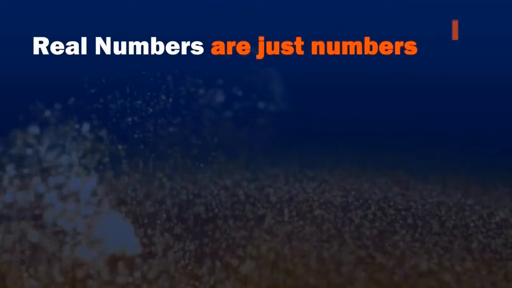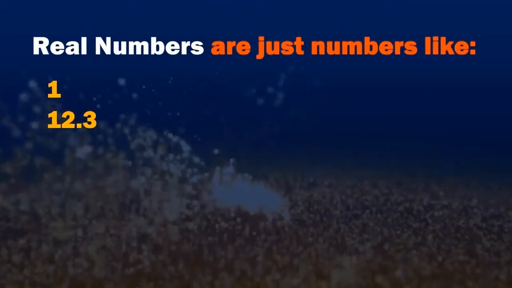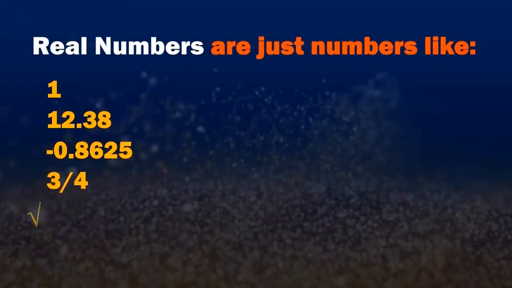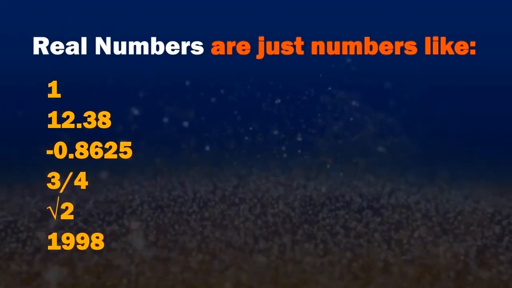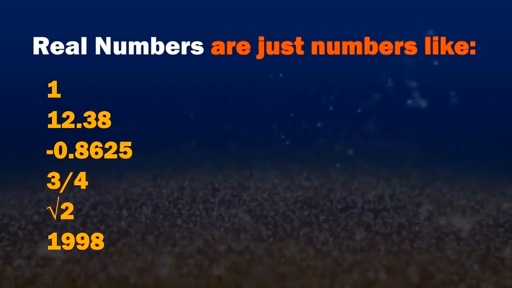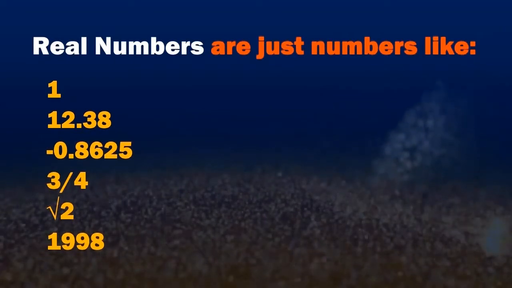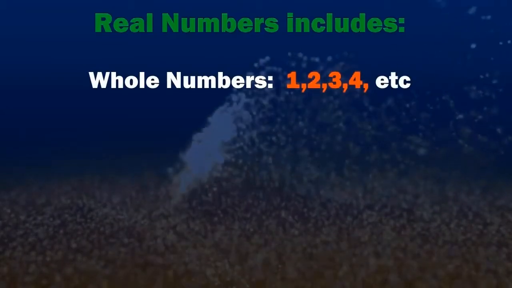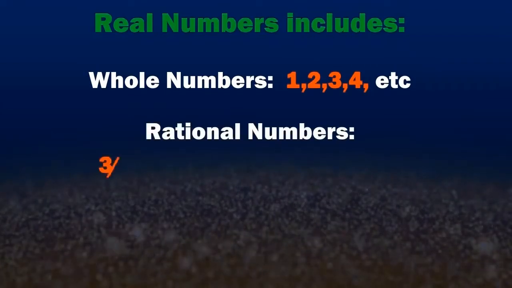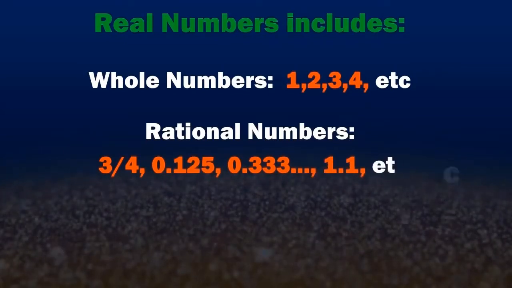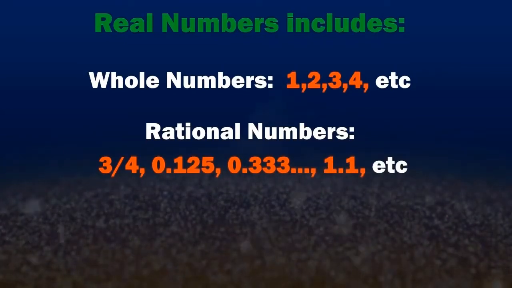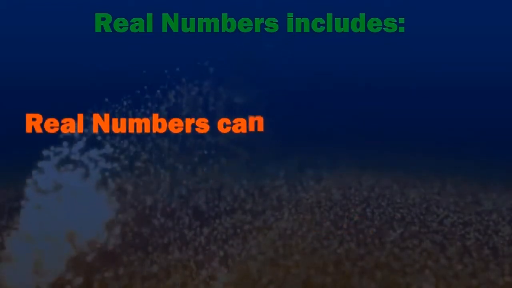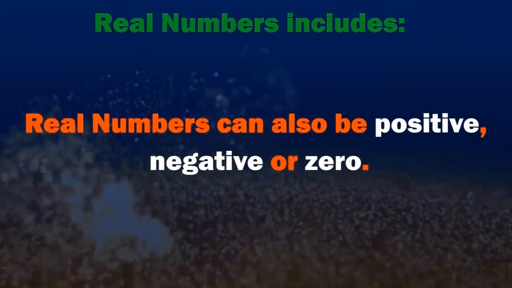Real numbers are just numbers like 1, 12.38, -0.8625, 3 upon 4, under root 2, 1998. In fact, nearly any number you can think of is a real number. Real numbers include whole numbers like 1, 2, 3, 4, etc., rational numbers like 3 upon 4, 0.125, 0.33, etc., and irrational numbers like pi, under root 3, etc. Real numbers can also be positive, negative, or zero.